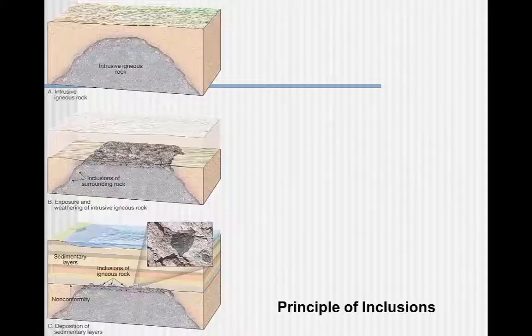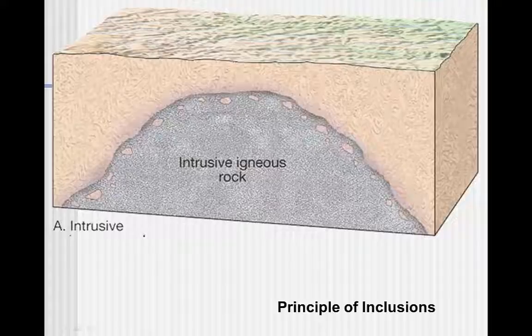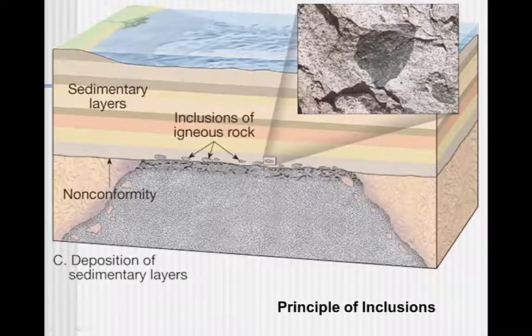Inclusions are fragments of rocks that have been enclosed within another rock body. This can happen in a couple ways. Magma can intrude into pre-existing rock and encapsulate bits of the older rock, or existing rock can be weathered and incorporated into newer sedimentary rocks.